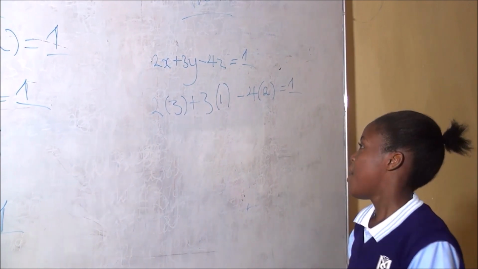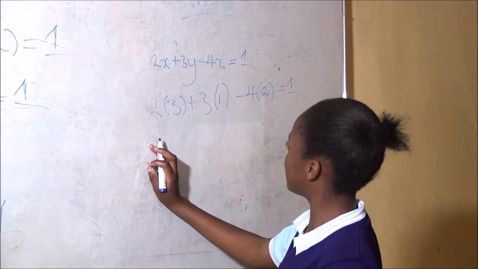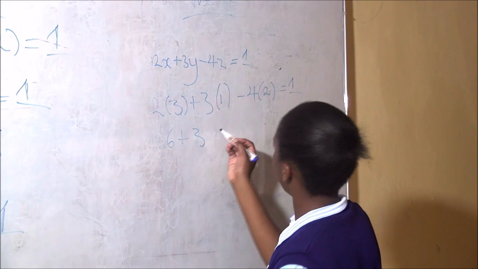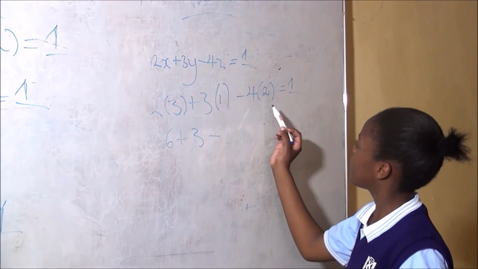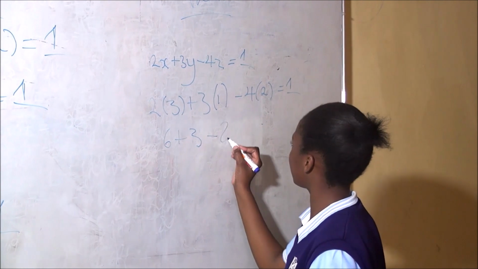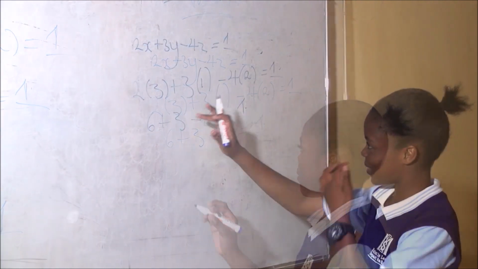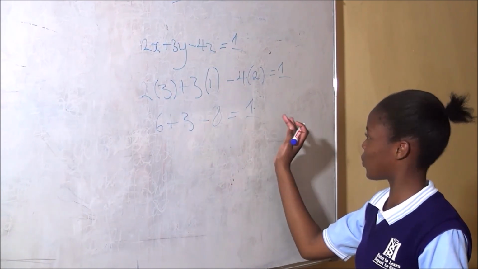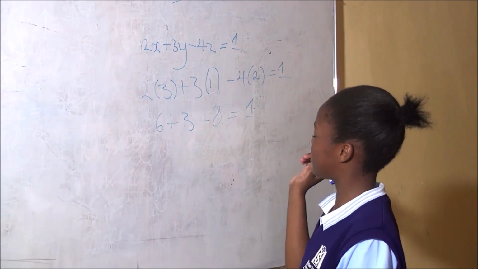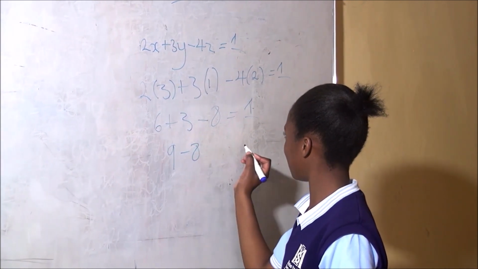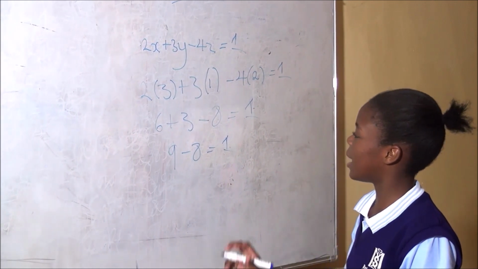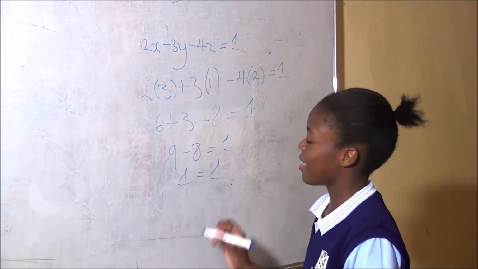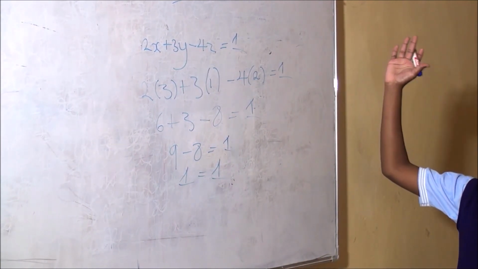So here when we do 2 multiplied by 3, which is going to give us 6 plus 3 minus, when we do negative 4 times 2, which is going to give us negative 8, which is equal to 1. So here when we do everything, we're going to get 6 plus 3 minus 8, which is equal to 1. So here we're going to do 6 plus 3, which is going to give us 9 minus 8, which is equal to 1. Then here when we subtract 9 minus 8, which is going to give us 1, which is equal to 1. So here, therefore, the values which were found, they are correct.